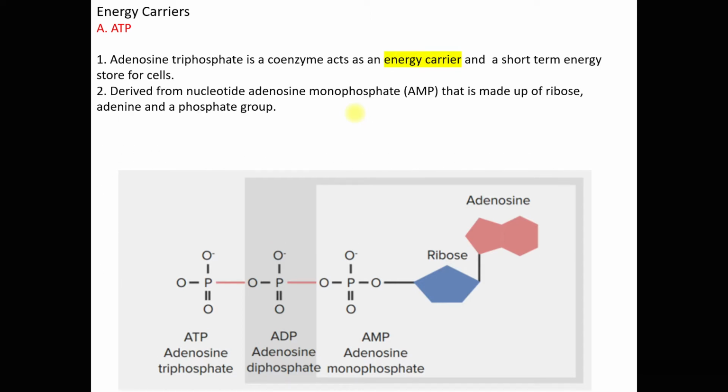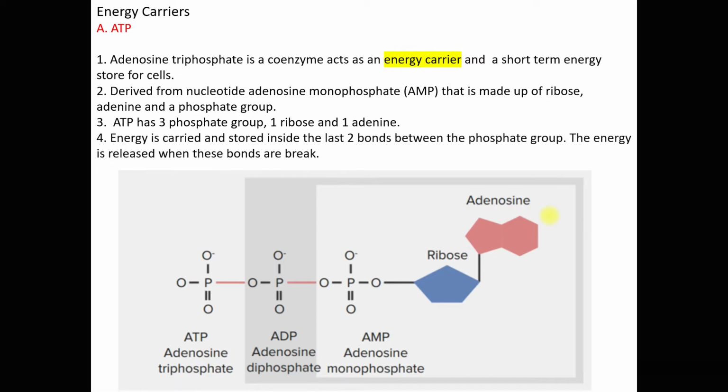Now, ATP is derived from the nucleotide adenosine monophosphate. This is adenosine monophosphate, where you have the adenine base with the ribose pentose sugar and 1 molecule of phosphate. This is adenosine monophosphate, or commonly known as AMP. Now an ATP, on the other hand, has 3 phosphate groups, 1 ribose and 1 adenine base.